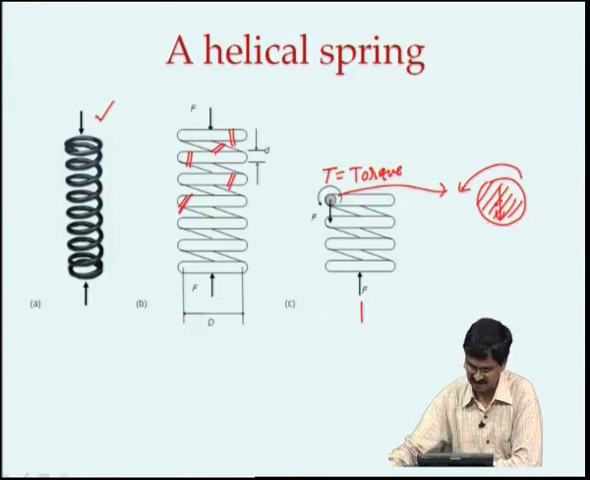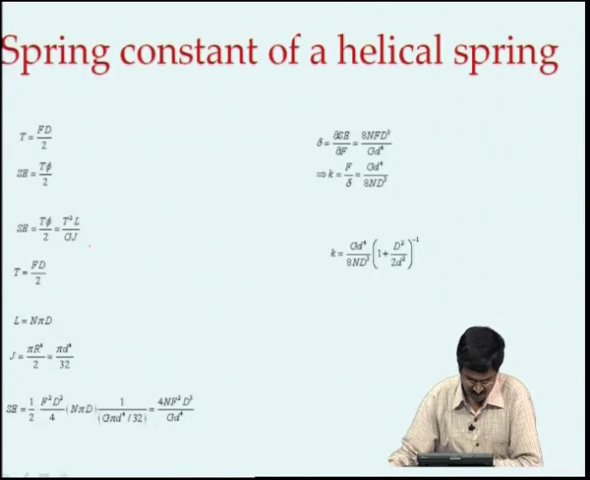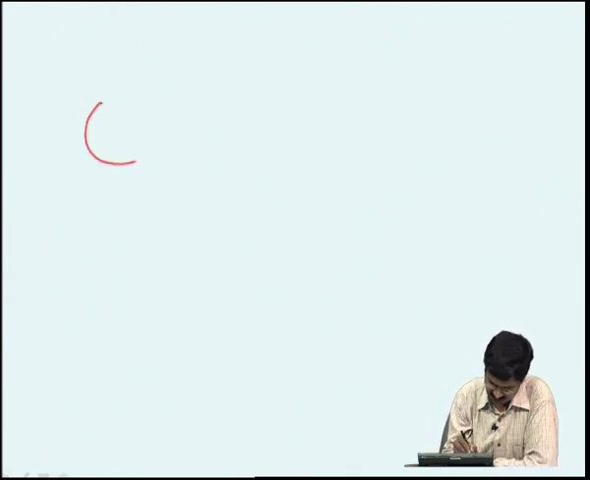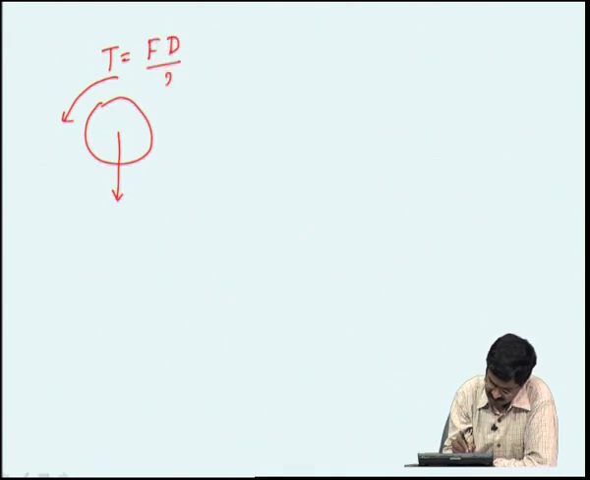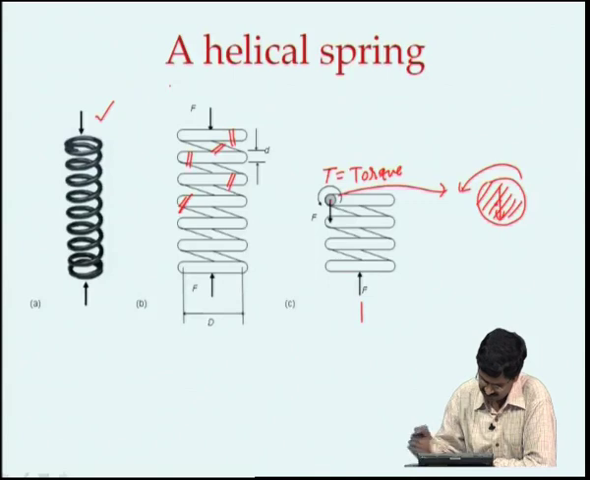Let us analyze this using what we have just discussed. First, the torque that we have seen. We saw that there was this cross section and there was a force F here and there was a torque, and that torque is F times the diameter of the helical spring divided by 2.